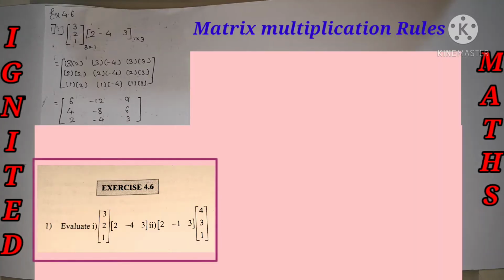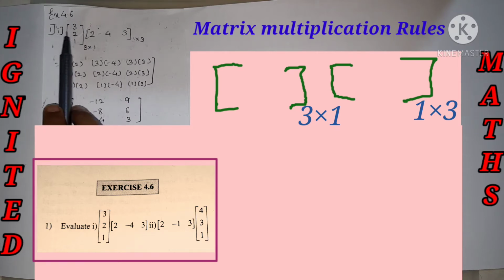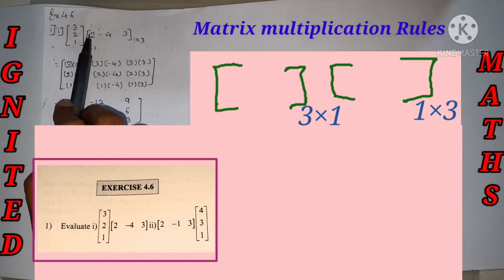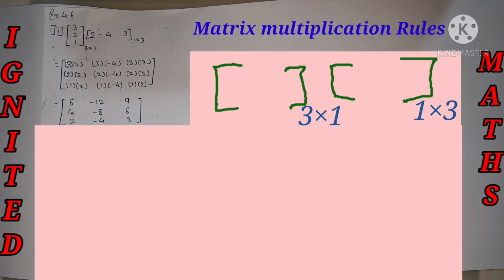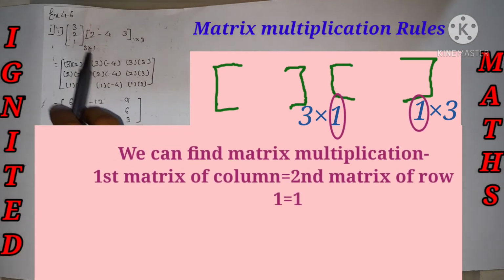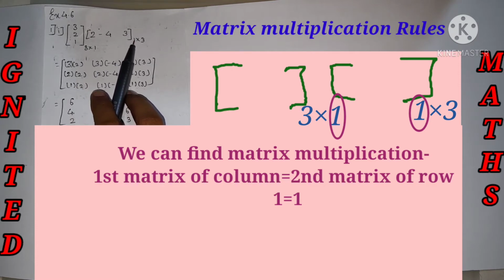The first main question, first sub question, that we are going to do is that two matrices are given and we need to find the matrix multiplication. One matrix is of order 3 cross 1 and the other matrix is of order 1 cross 3. That is, it contains 3 rows and 1 column, so 3 cross 1. The other contains 1 row and 3 columns, so 1 cross 3. Now we can find the matrix multiplication. The column of the first matrix, that is 1, is equal to the row of the second matrix, which is also 1. It is the same, it is equal, so we can do the matrix multiplication.